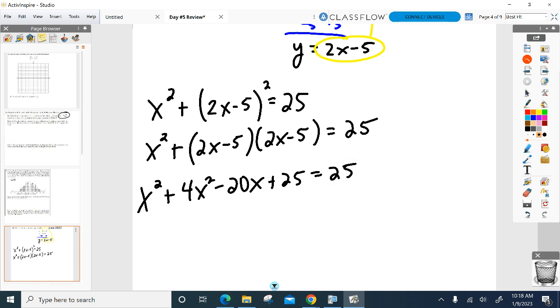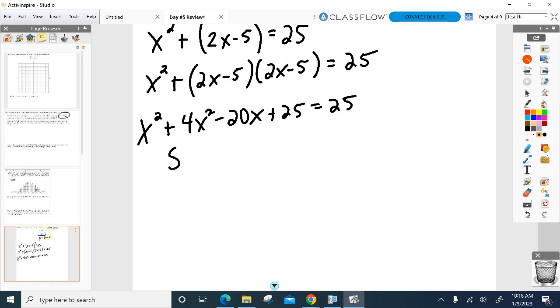Look at your left side still. It's not clean yet. Left side could still be combined. Clean it up. X squared and 4x squared make 5x squared. So here you go: 5x squared, minus 20x and plus 25 equal to 25. Good work. What's your next move, though?